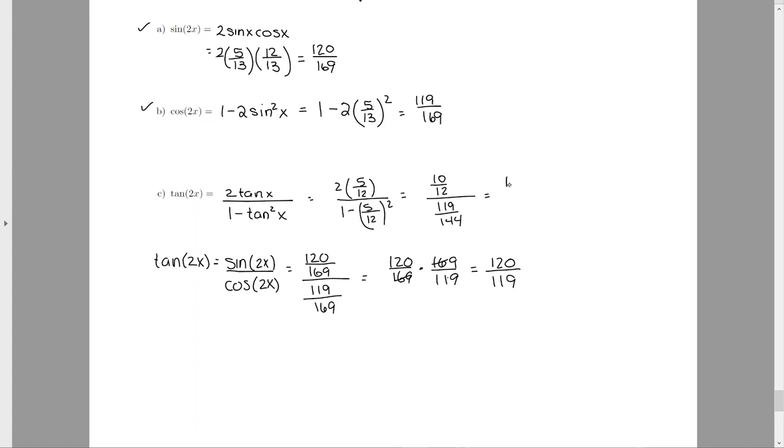Do my keep, change, flip. And you can see how this is getting kind of big pretty quick here. But 12 goes into 144 12 times, and then just multiply straight across, and I get my 120 over 119. To me, it's just easier. If you've already computed sine 2x and cosine 2x, just do the keep, change, flip with those. The only reason that you wouldn't is if you were just specifically being asked, what is tangent 2x, without asking the other two. Then, yeah, use your formula, plug in, and chug it out there.